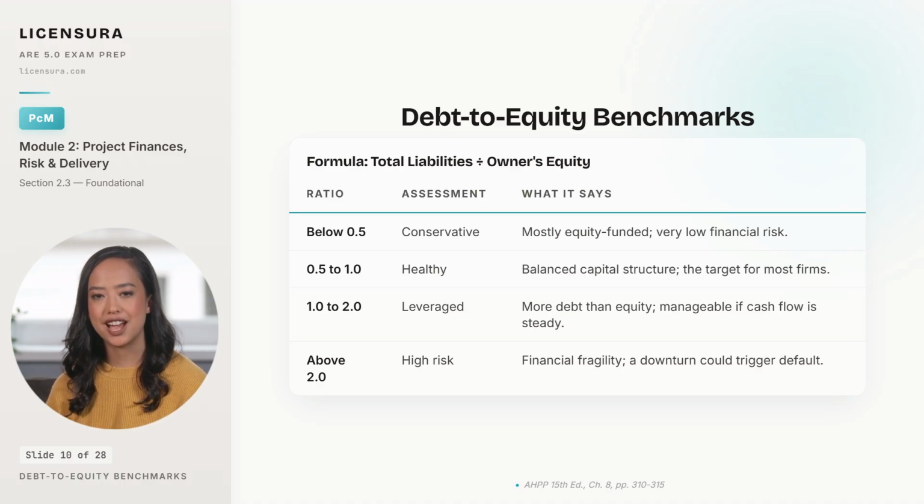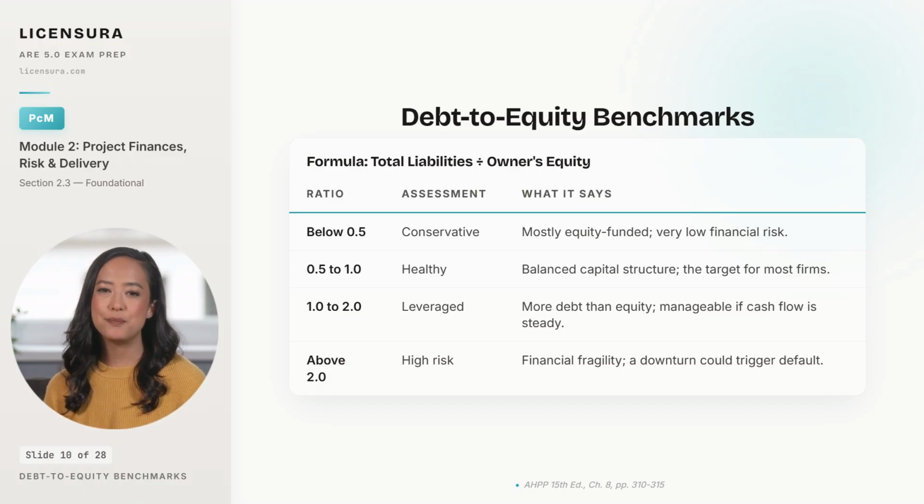0.5 to 1 is the healthy target band for most firms. The capital structure is balanced and the debt service is manageable. 1 to 2 is leveraged, more debt than equity, which is fine when project flow is steady but becomes uncomfortable in a downturn. Above 2 is the high-risk band, where the firm is genuinely fragile. A single significant revenue dip can trigger a covenant breach or a missed loan payment. And once that happens, the bank's interests start overriding the owner's interests in how the firm gets managed.